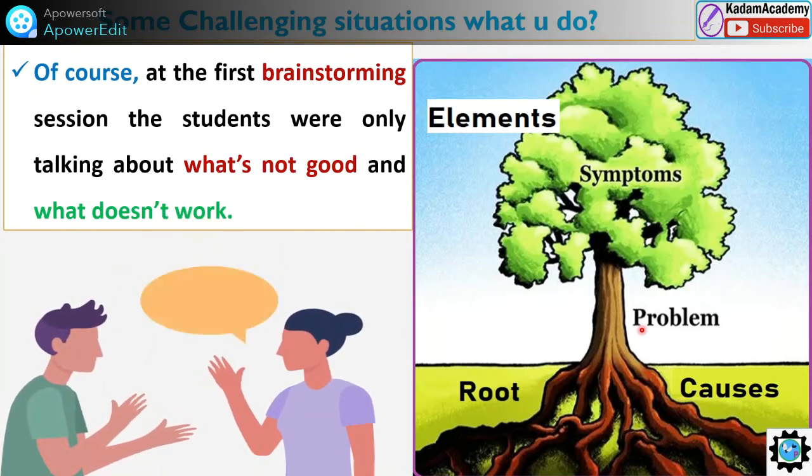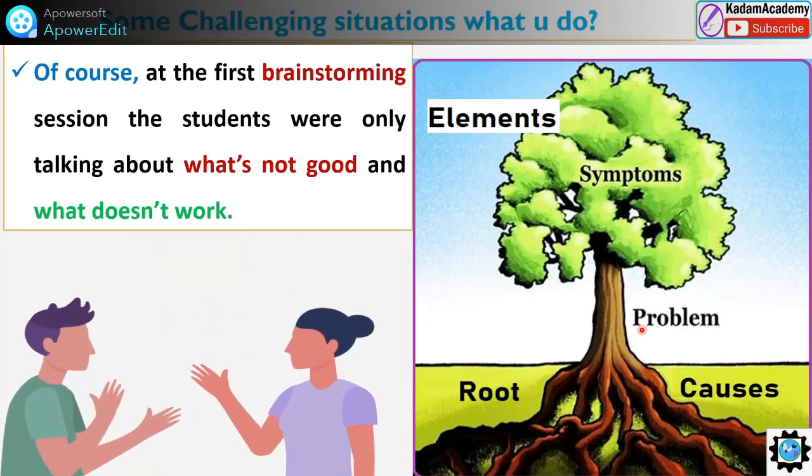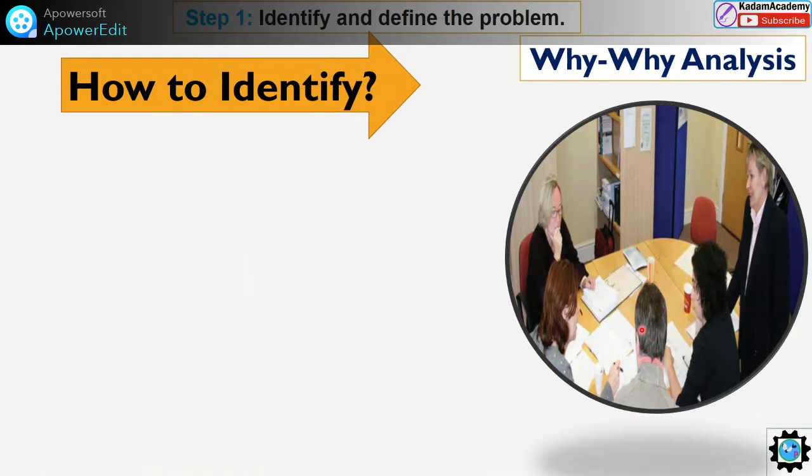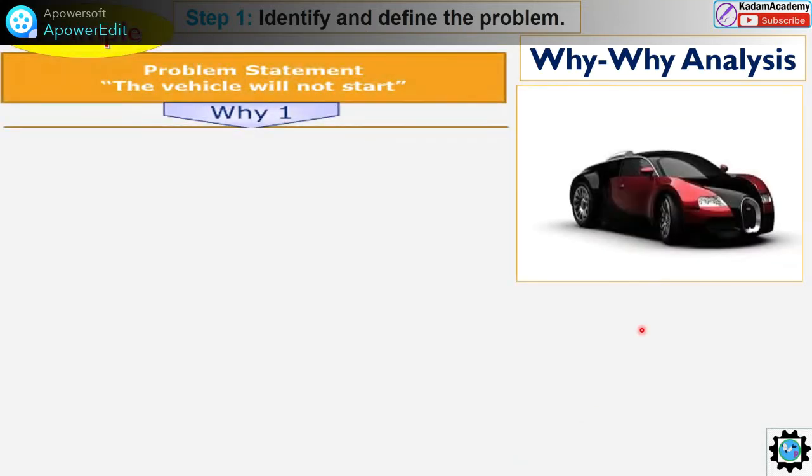Identification is required, but how to identify it? I will tell you, this is very important. See, how to identify? Why analysis is one of the great techniques generally used in industry, and I will tell you one example. Here, the problem statement is the vehicle will not start. So what will you do? Ask the question why. One why, five whys we are going to ask.